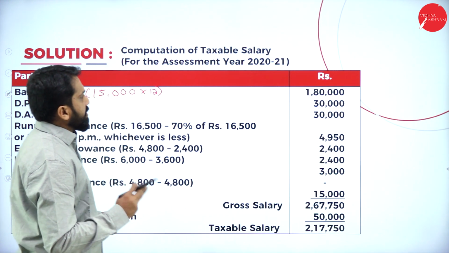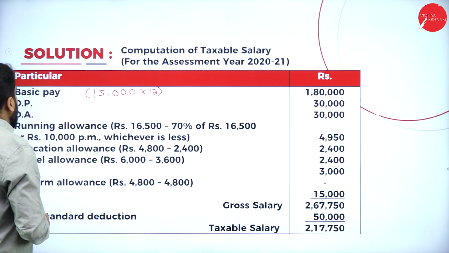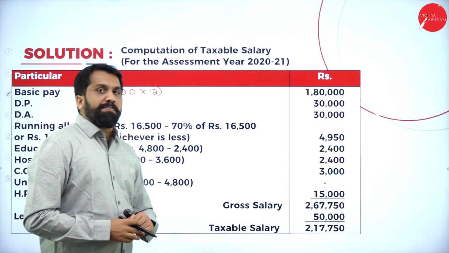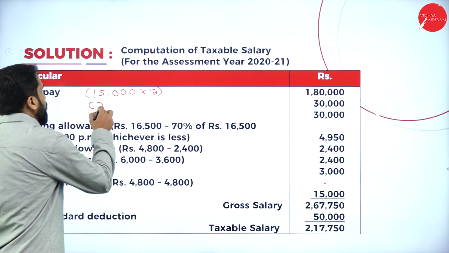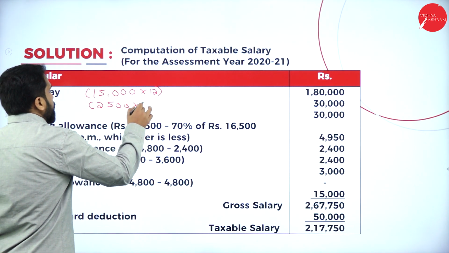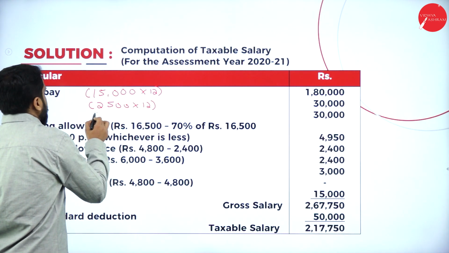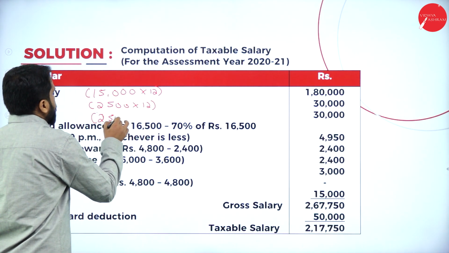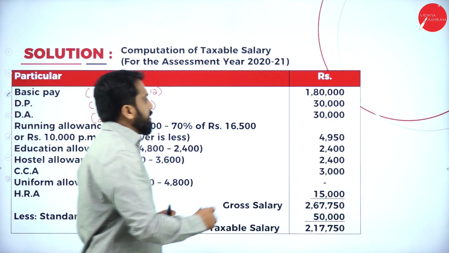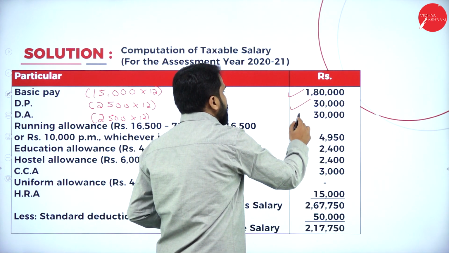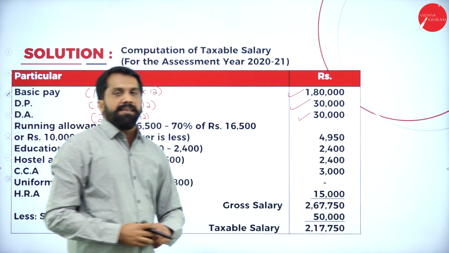1,80,000. Now, second one, DP. DP means what? Dearness pay. How much was he getting? He was getting 2,500 per month into 12. Again, dearness allowance 2,500 into 12. So, if you take everything, 1,80,000, 30,000 as well as 30,000.